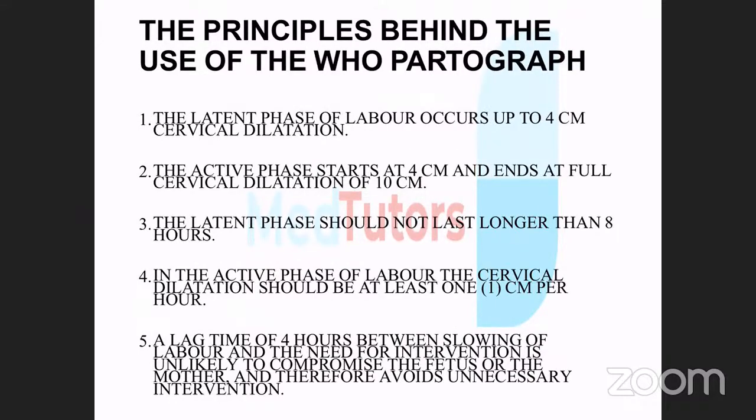The principle behind the use of the WHO pathograph. The latent phase of labor occurs up to 4 cm. The active phase starts at 4 and ends at 10 cm cervical dilatation. The latent phase should not last longer than 8 hours. In the active phase of labor, the cervical dilatation should be occurring at least at 1 centimeter per hour. A lag of 4 hours between slowing of labor and the need for intervention is unlikely to compromise the fetus or the mother, and therefore avoids unnecessary intervention. Next slide.